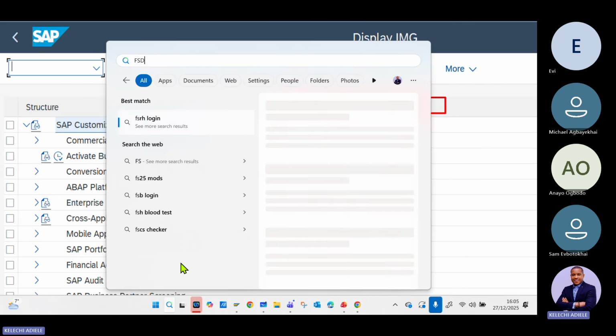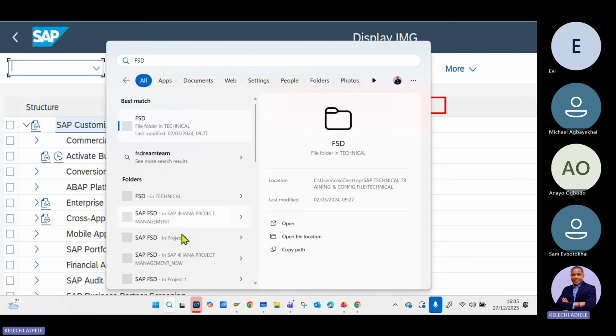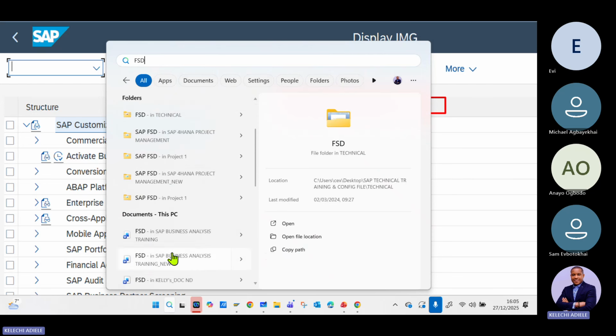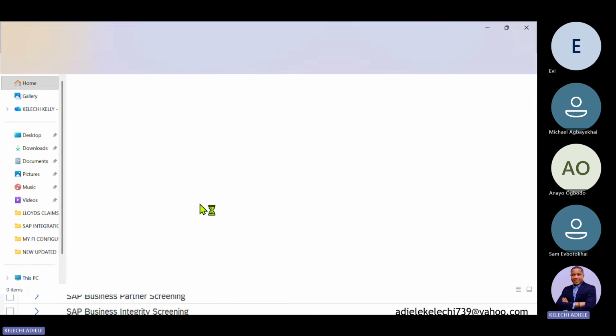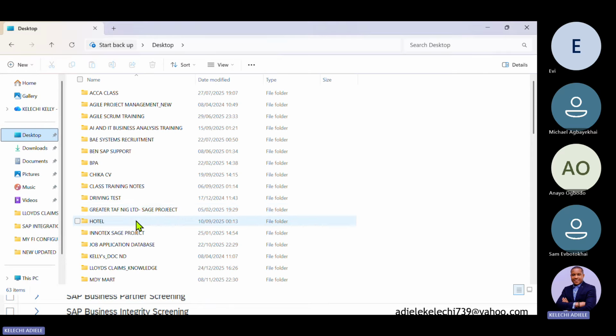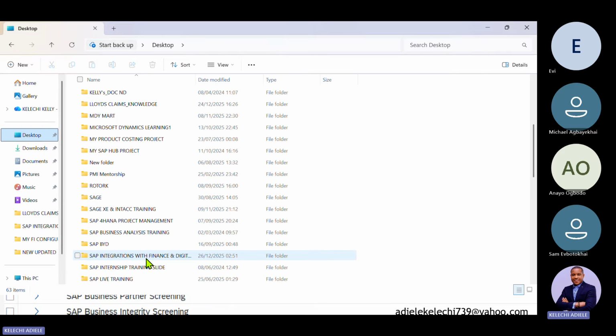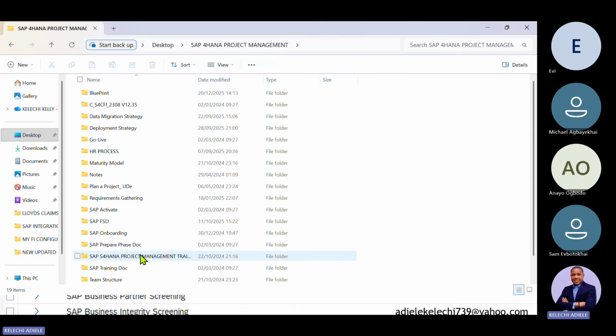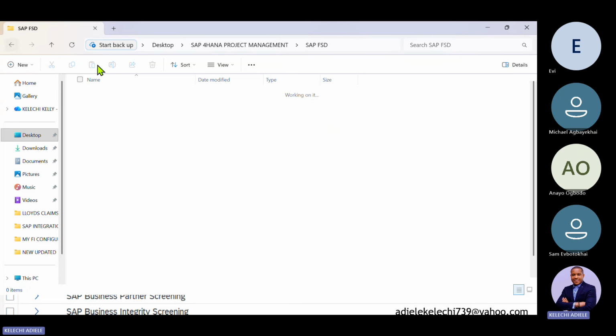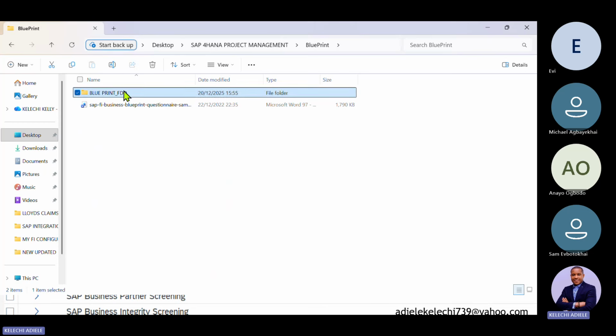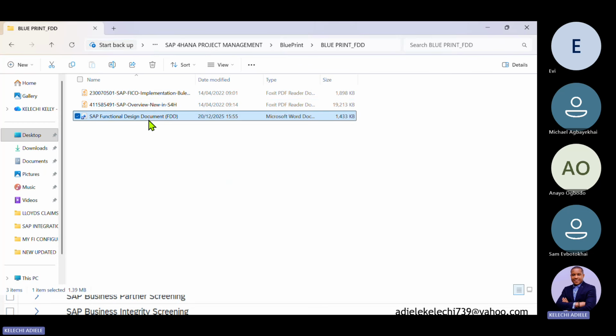So let me check the FSD. Check if I kept it here. Okay, so go through this document I sent. Might not. No. Business blueprints. Yes.